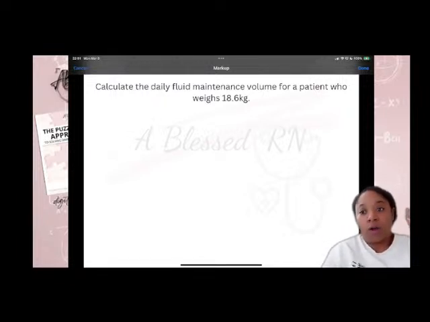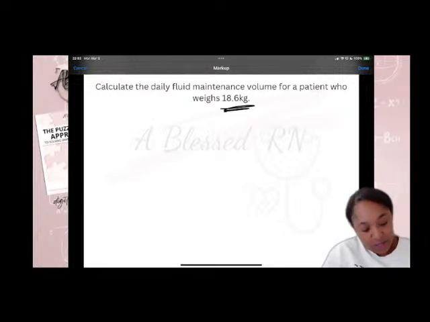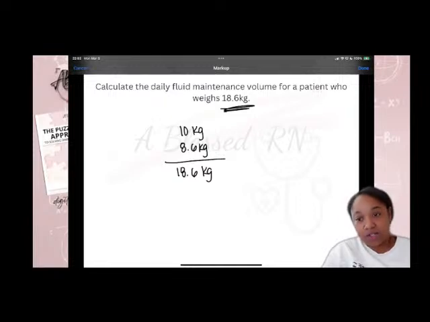So remember, we had 3 formulas, and each one of those formulas kind of went by tens, right? The first 0 to 10 kg got so much. The second 10 to 20 got so much, and then 20 and above got the rest of it. So we're going to do the same thing. We're always going to break it down into tens. We're going to do the first 10, the second 10, and then the rest. We want it all to equal 18.6 kgs. So 10 kilograms, and then I got 8.6 left, and then I don't have any more. So that equals 18.6 kgs. That's our patient's weight.